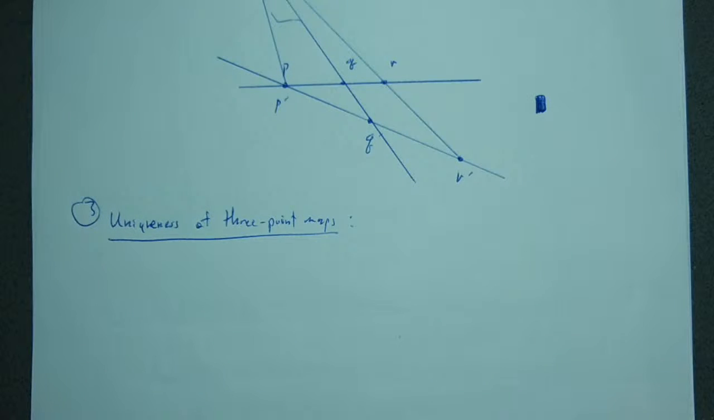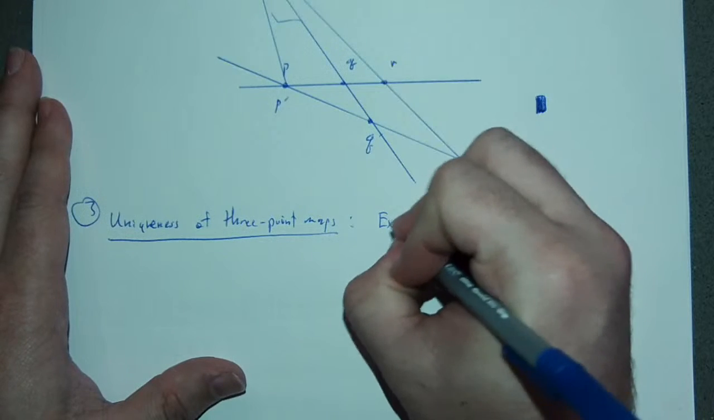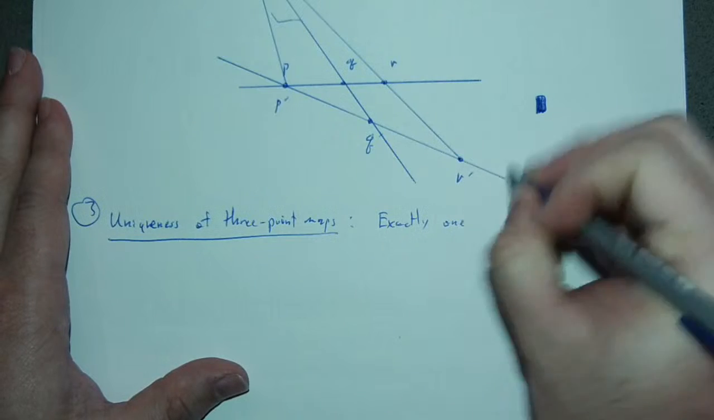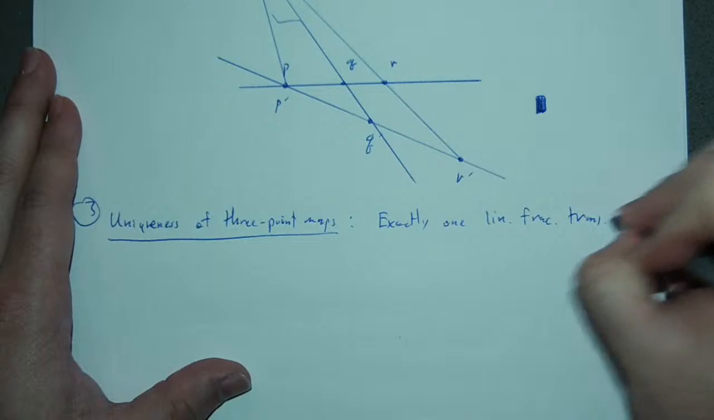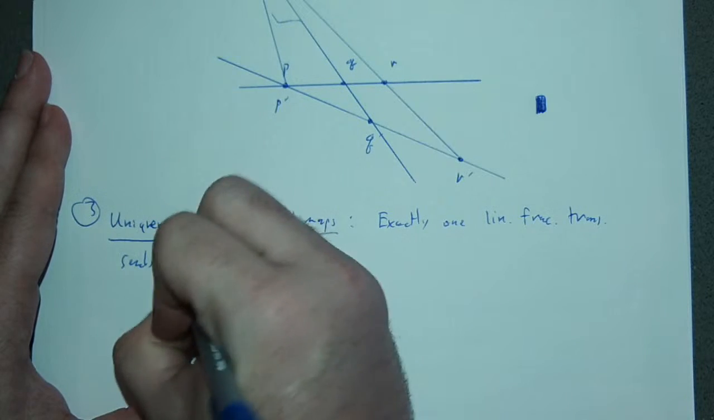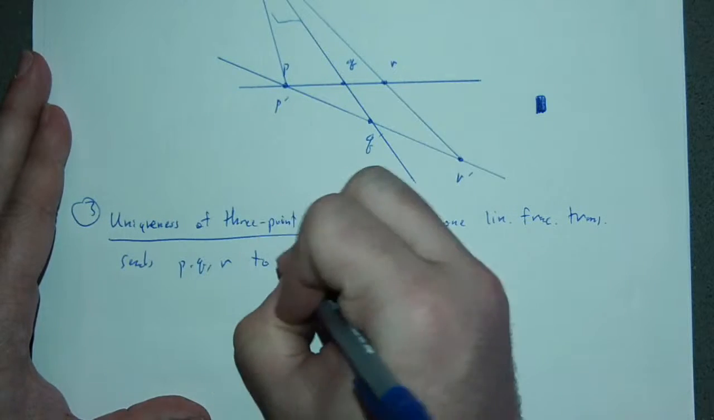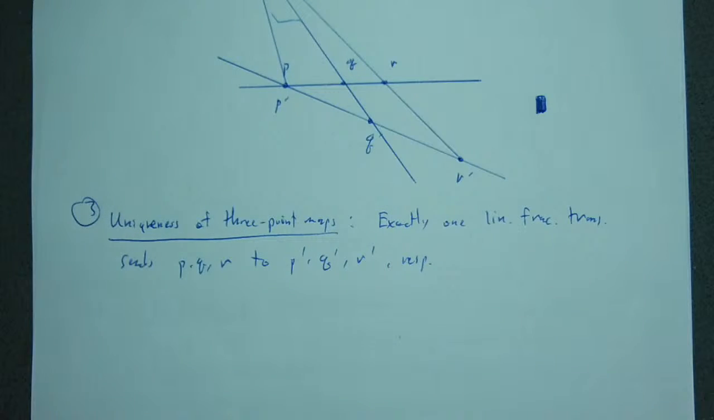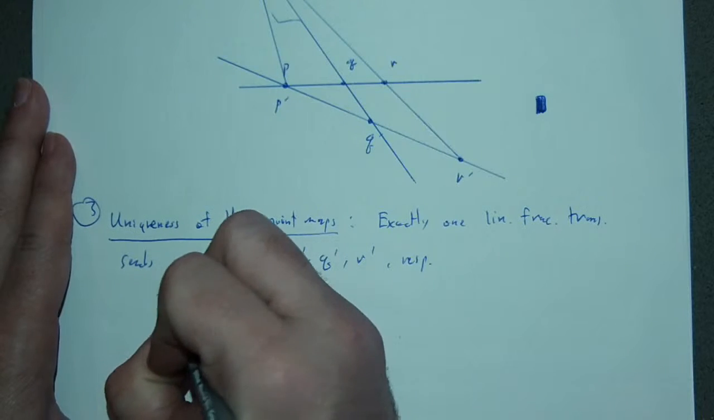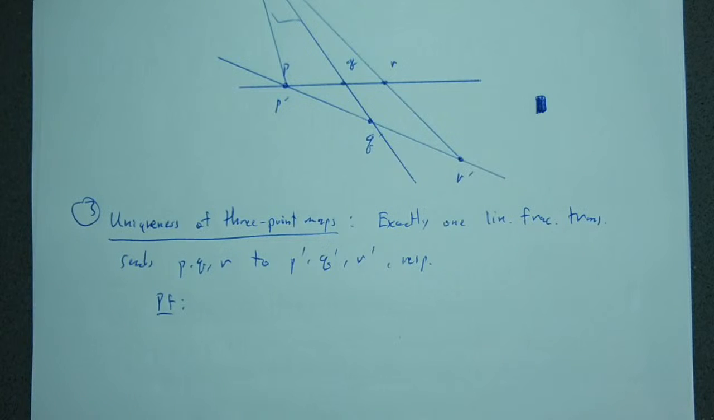Okay. So exactly one linear fractional transformation sends P, Q, R to P prime, Q prime, R prime, respectively. Okay. All right. Why do we have this? Actually, we get this by 4-point determination. So, quick proof.